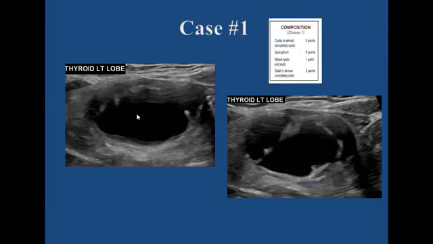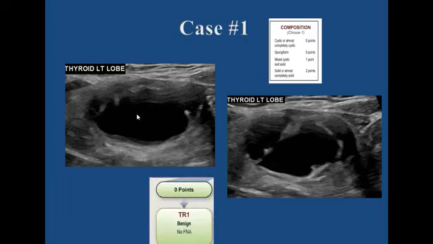So here, the first case, I think we have a cystic nodule, so we are going to give it 0 points for the composition. And when we start with 0 points, it means the echogenicity will also be 0 because it is anechoic. The shape, the margin, and the echogenic foci will all be 0. So here we have a nodule corresponding to TI-RADS 1, which is benign and no need for FNA.